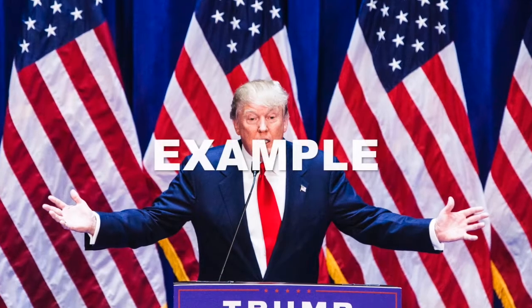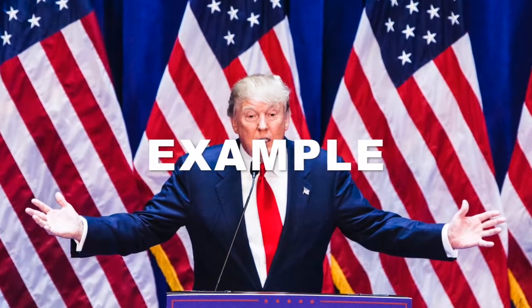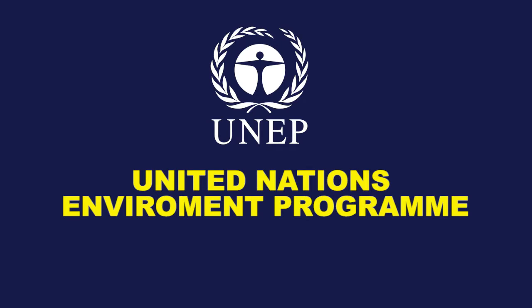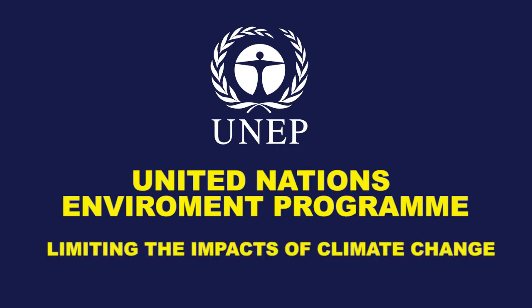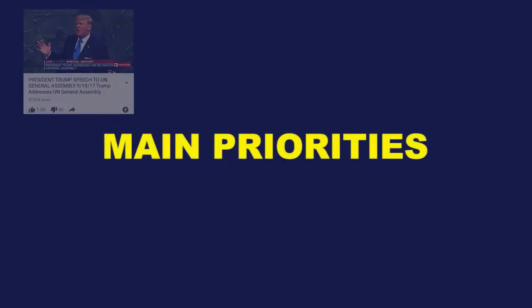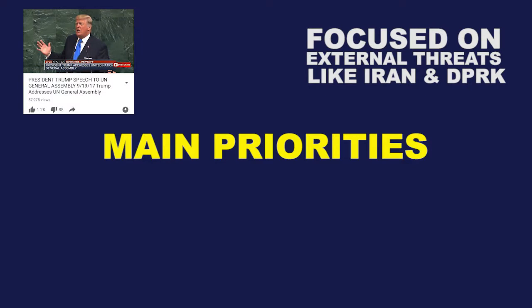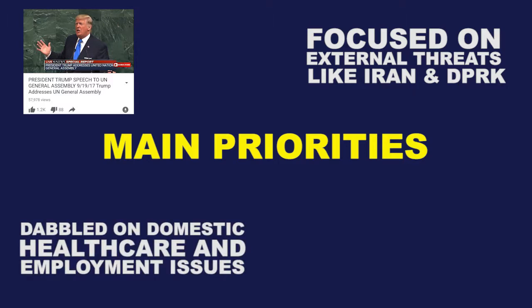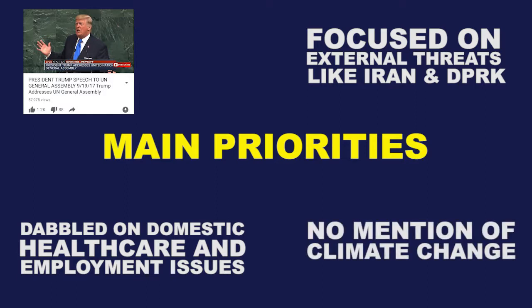Here's an example to make things easier to visualize. Supposing you're the United States in UNEP and the topic is lessening the impact of climate change. First, identify the main priorities of your country. Trump focused mainly on external threats like North Korea and Iran in his UNGA speech. He also dabbled on the topics of healthcare and employment, but there's been no mention of climate change whatsoever.